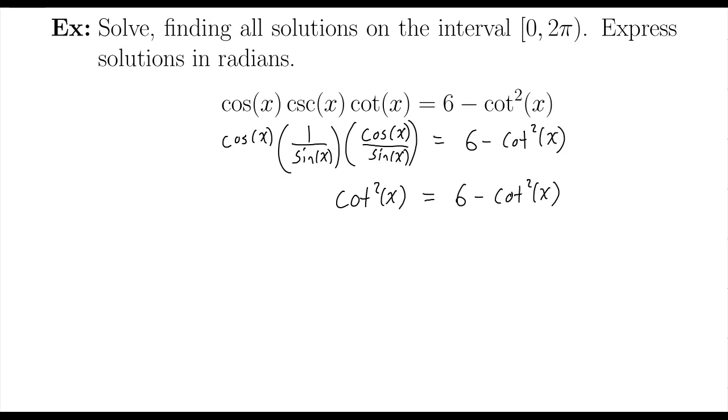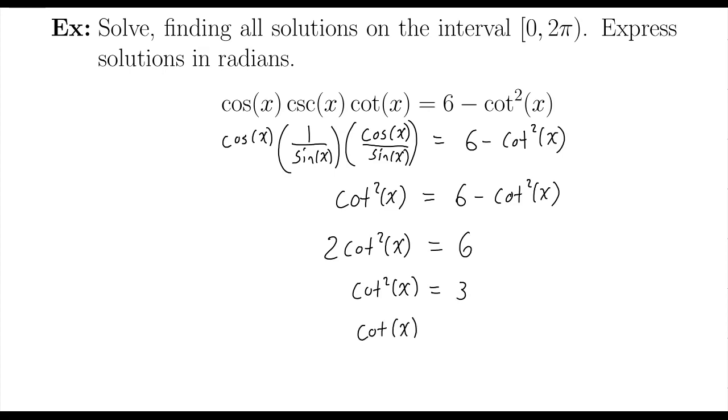Let's add cotangent squared to both sides. That'll give me 2 cotangent squared x is equal to 6. Let's divide both sides by 2. So cotangent squared x is equal to 3. Let's use the square root property. Cotangent of x is equal to positive and negative the square root of 3.